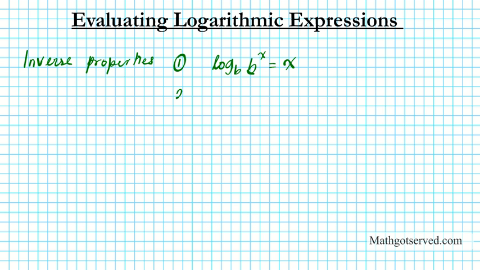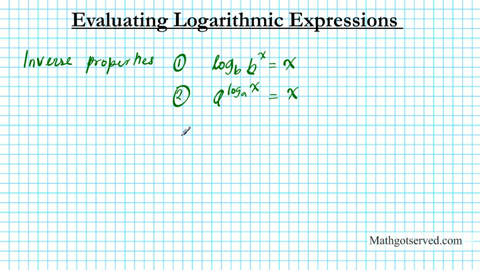And then the second inverse property is a raised to the log base a of x equals x, okay? So if you exponentiate a logarithm with a certain base, using the same base as the base of exponentiation, the base of the exponent and the base of the logarithm along with the logarithmic function cancel out, and you're just left with the argument of the logarithm.